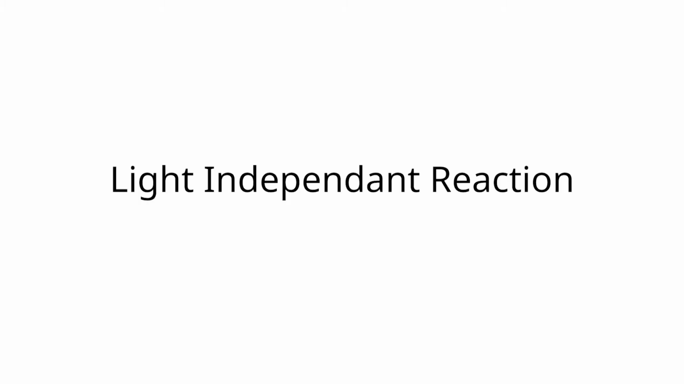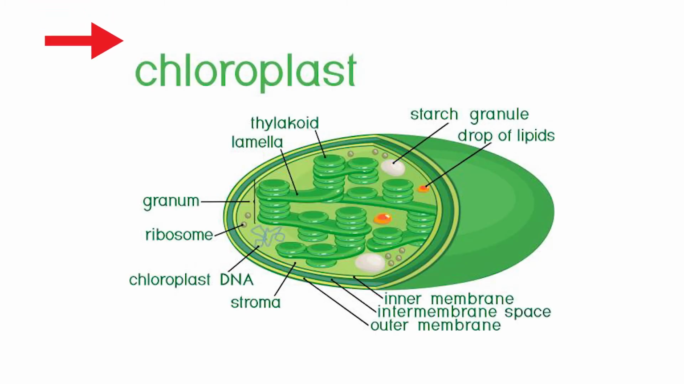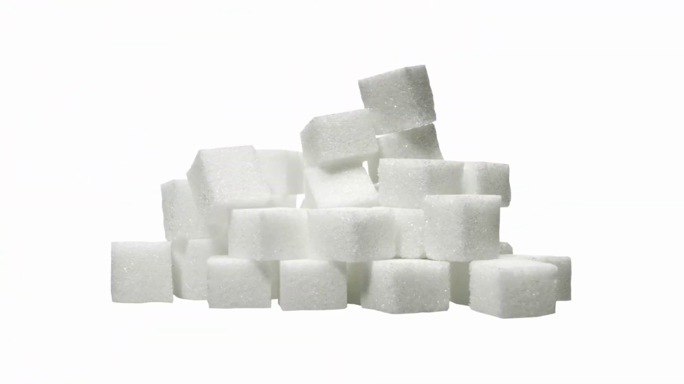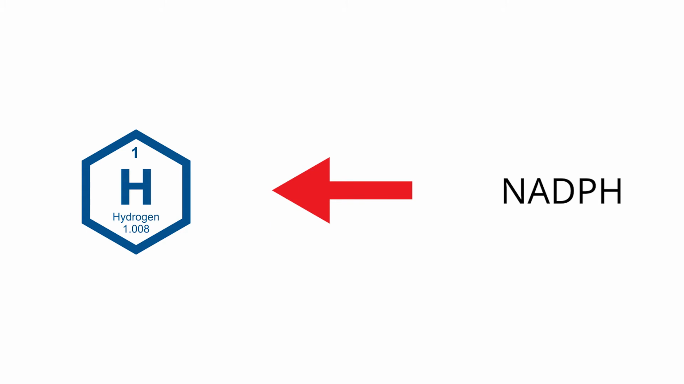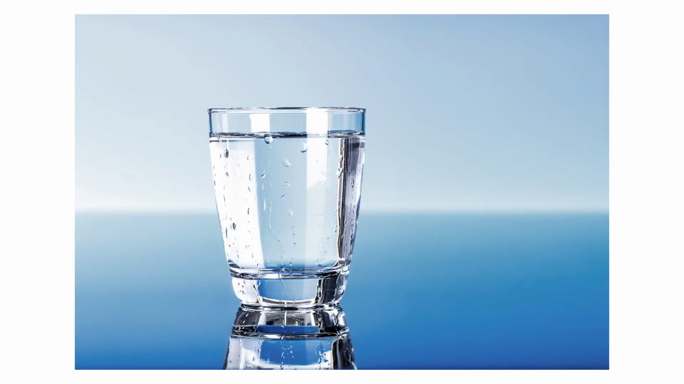The light-independent reaction occurs outside the thylakoid in the area known as the stroma. This stage of photosynthesis does not require light. Sugar is formed in this step and requires carbon dioxide and hydrogen. The hydrogen comes from NADPH that was produced in the previous stage, which originally came from water.